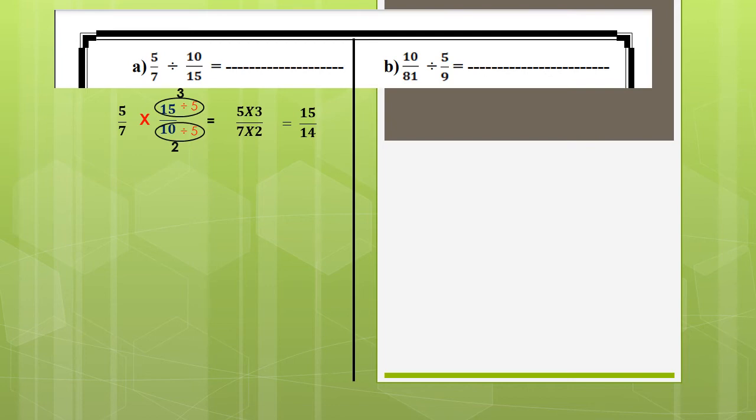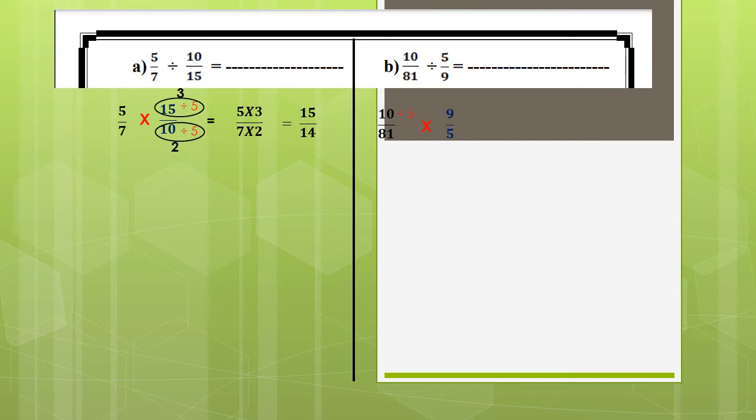Or we can do, following the same steps, the 5 and the 10 are together in table 5, so I can simplify and reach the same answer. You can check it by yourself. 10 over 81 divided by 5 over 9. Keep 10 over 81. Switch the sign, 9 over 5. Okay.